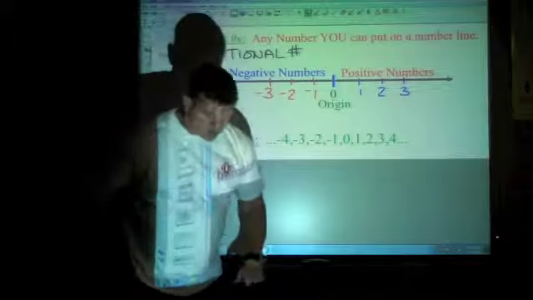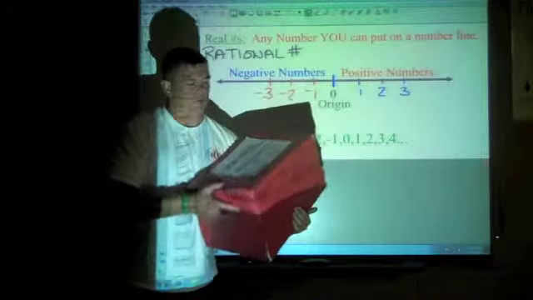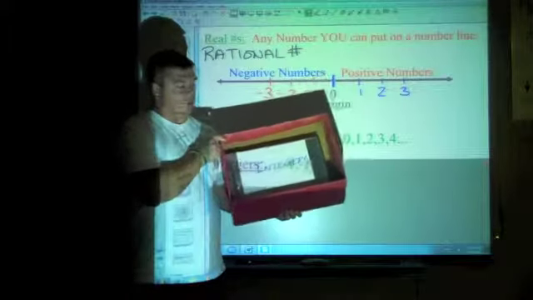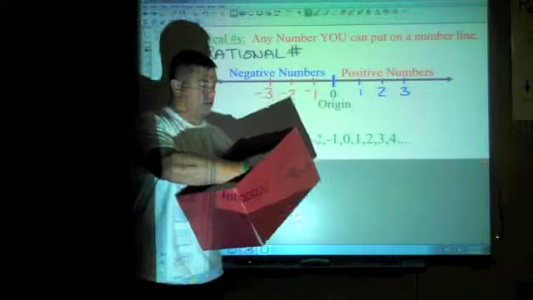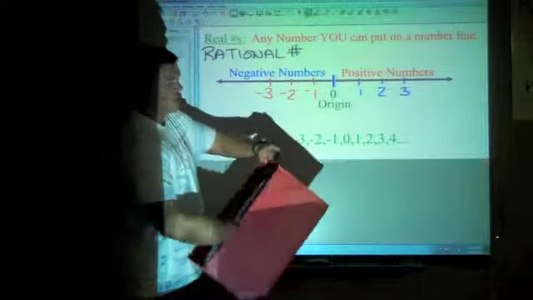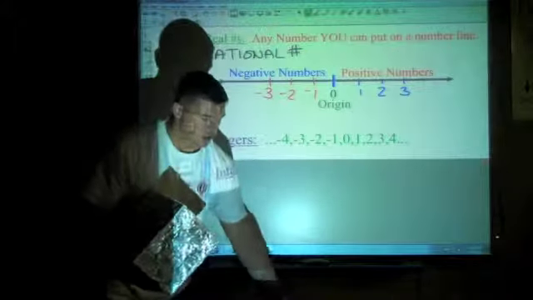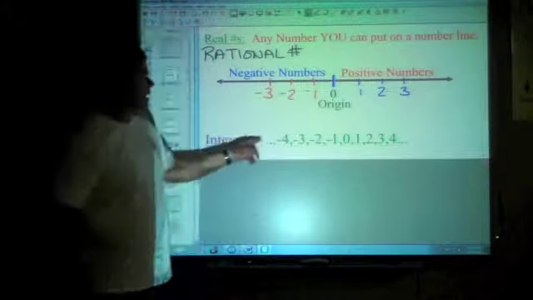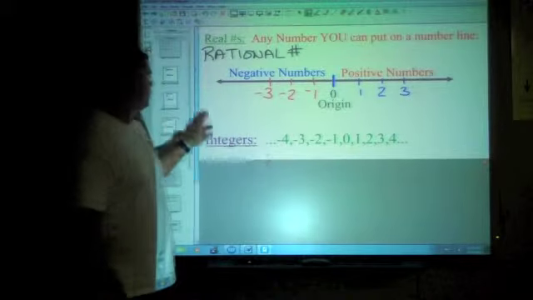So within our rational numbers, which have all of them, is the special club. We have another group called integers. Every single integer is actually a real number. So here's another club of integers. If it's a positive or negative number with no decimals or fractions and 0, it's part of the club integers.